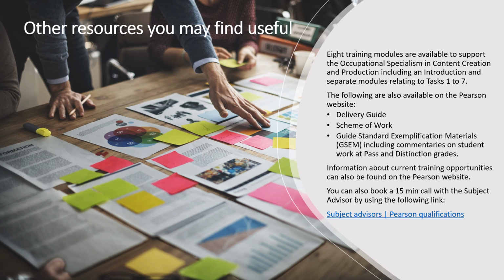Eight training modules are available to support the occupational specialism in content creation and production, including an introduction and separate modules relating to tasks 1 to 7. Other resources you may find useful include a delivery guide, a scheme of work, and guide standard exemplification materials, which include commentaries on student work at pass and distinction grades. These are available on the Pearson website. Information about current training opportunities can also be found on the Pearson website.